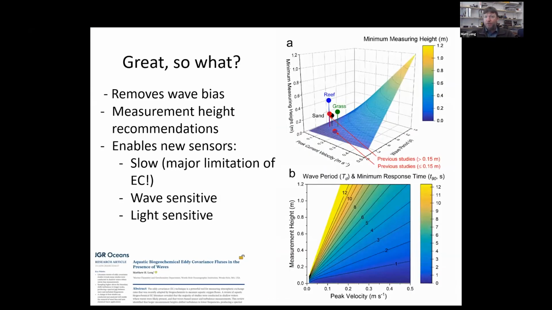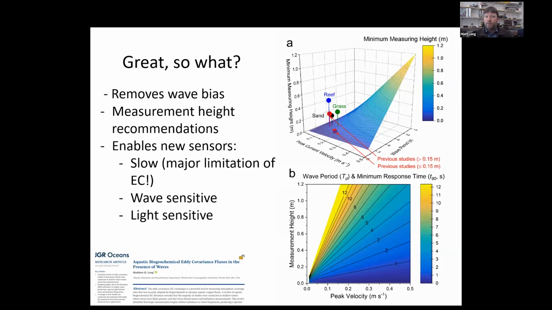So great, we can do this frequency analysis, so what? Well, it really removes wave bias, which has been a very challenging aspect of doing aquatic eddy covariance, especially in shallow systems. This also allows us to do measurement height recommendations. So how high should you sample based on the peak current velocity and the wave periods that we expect, and how can you tune your system to actually sample at the right height to enable that wave bias removal?